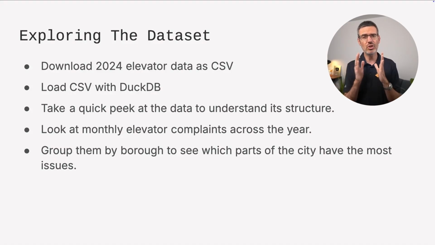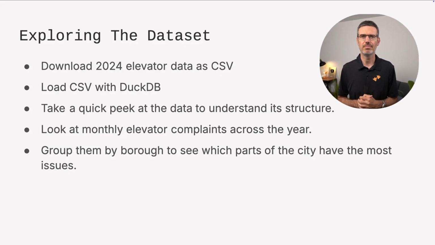We'll start by downloading just the 2024 elevator service requests as a CSV file. That gives us a manageable slice of the data that we can dig into right away. With DuckDB, we'll then explore this dataset. Download the 2024 elevator data as CSV, load the CSV with DuckDB, take a quick peek at the data to understand its structure, look at monthly elevator complaints across the year, and then group them by borough to see which parts of the city have the most issues. So let's look at the data and answer these questions.